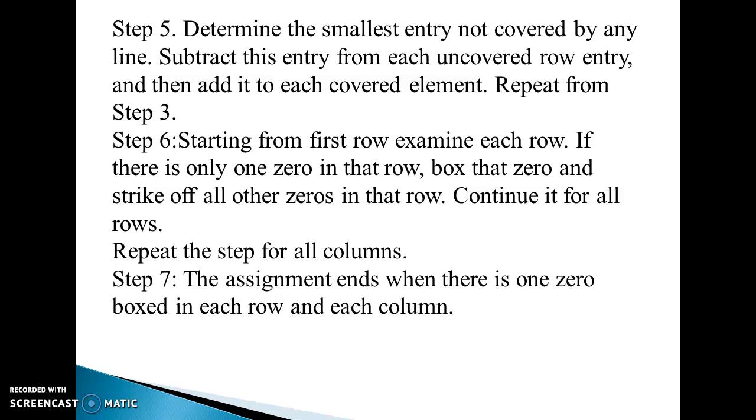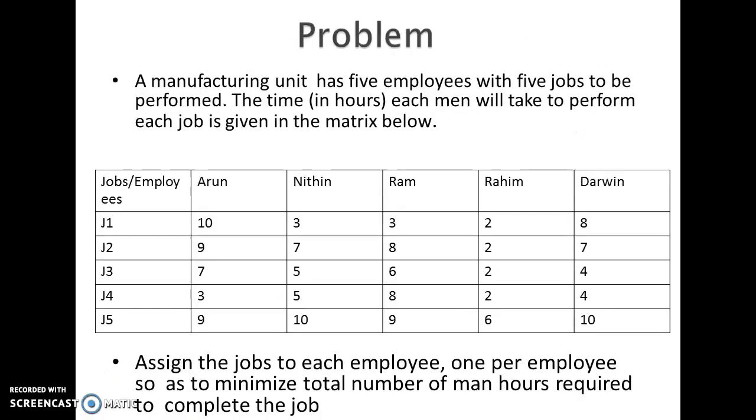Starting from the first row, examine each row. If there is only one zero in that particular row, box that zero. Strike off all the zeros in that row as well as column. So we need to repeat it for all the rows. The assignment ends when there is one zero box in each row and column. Let me explain this method by one problem.